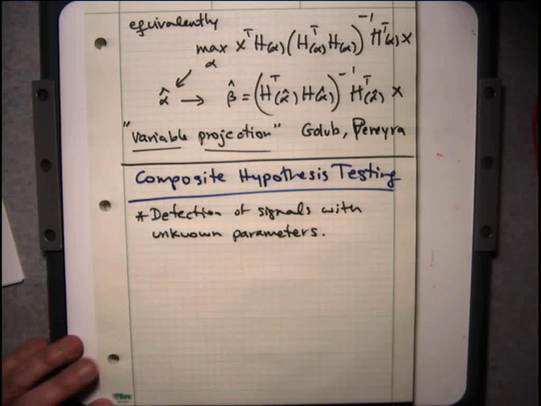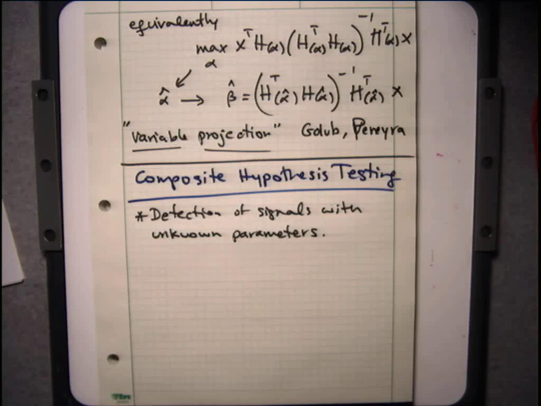It turns out as soon as you have unknown parameters in the signals you're trying to detect, the problem gets a whole lot more complicated. Okay? If you have unknown parameters, that basically means that essentially the PDFs for H0 and H1 are not exactly specified, right?